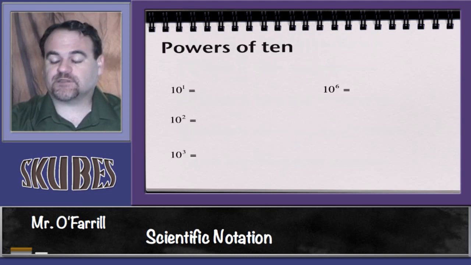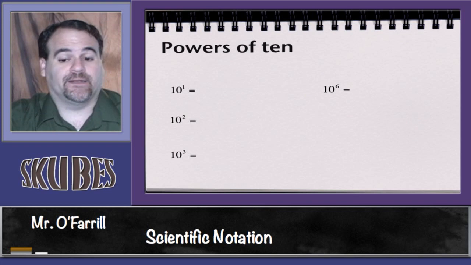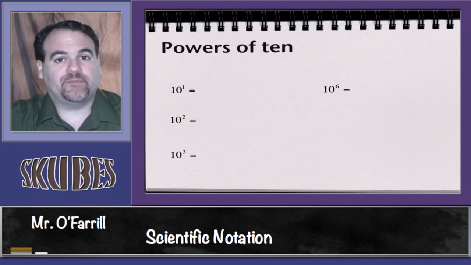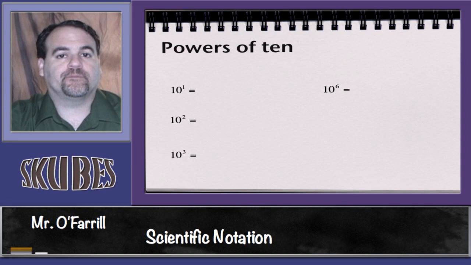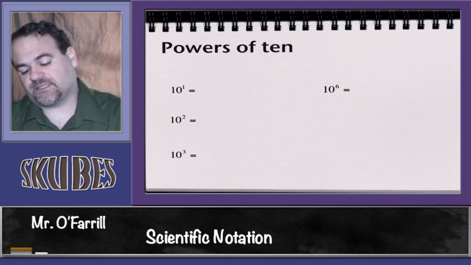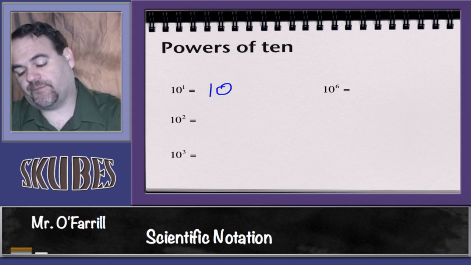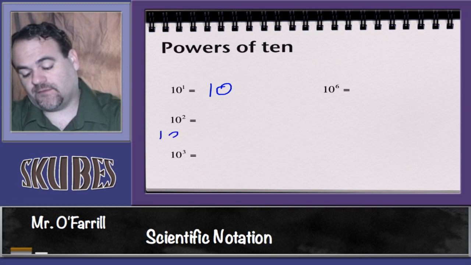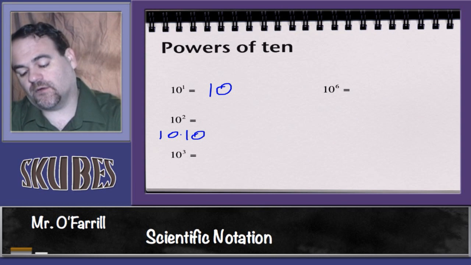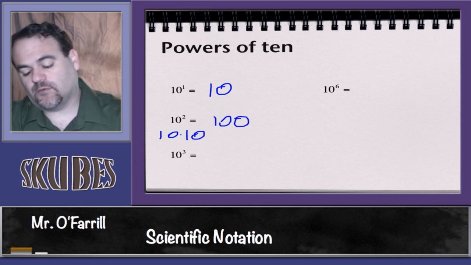And before we get into that, let's explore the number 10. This is going to be very useful to us because it is crucial to scientific notation. First, let's look at 10 to the first power. Anything to the first power is itself, that's 10. How about 10 to the second power? That's going to be 10 times 10, or 100.